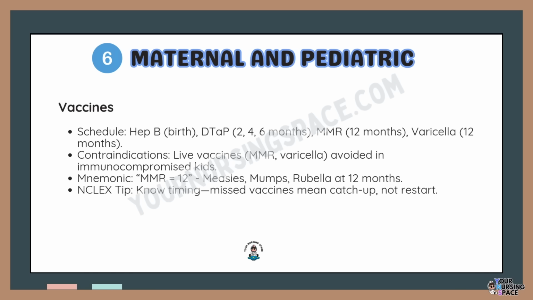Hep B kicks off at birth. First dose in the delivery room. DTaP rolls out at 2, 4, and 6 months. Diphtheria, tetanus, pertussis protection. MMR and varicella land at 12 months. Measles, mumps, rubella, and chickenpox. Live vaccines like MMR are a no-go for immunocompromised kids. Think chemo patients. Here's a trick. MMR equals 12. It locks in that 12-month mark.